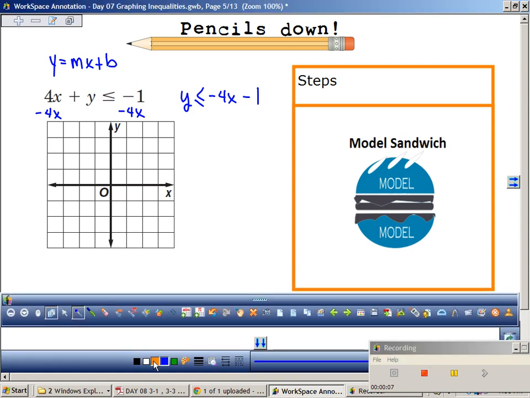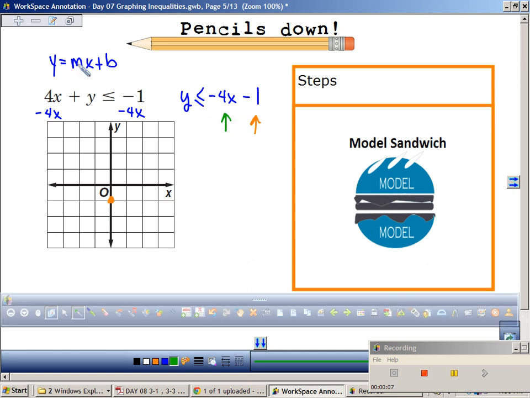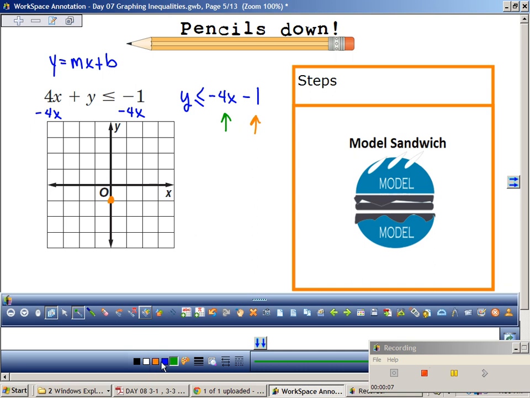I'm going to begin right here, negative 1, and I'm going to move right here. B for begin, M for move. Miss Liz taught me that. I think that's pretty cool. All right, so I'm going to move up 4. 1, 2, 3, 4. Shoot, it's just blue. 1, 2, 3, 4, and to the left 1 because it's a negative 4.